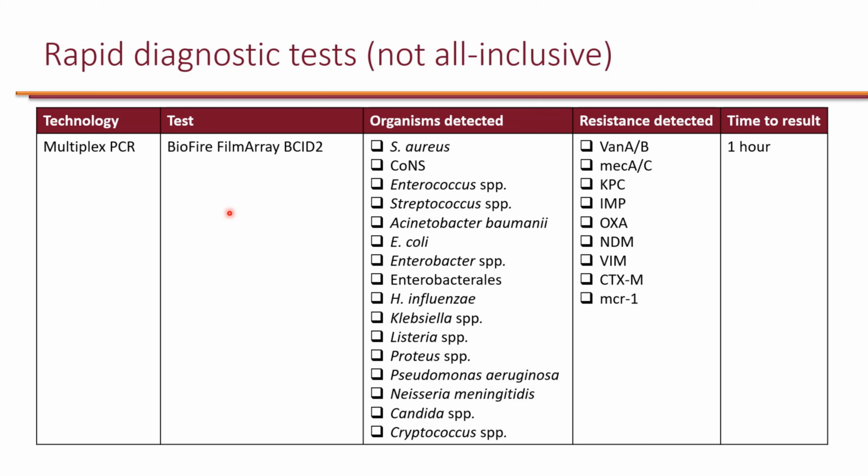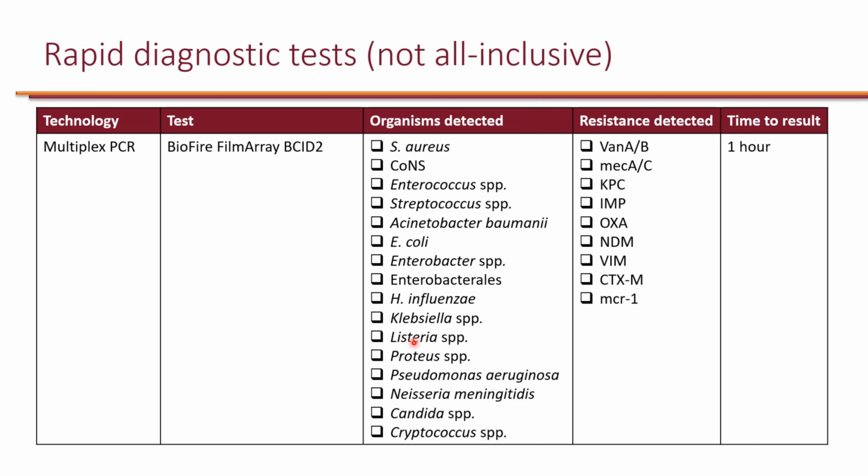Okay, that was phenotypic testing. Now, when it comes to genotypes and testing for genes, we have rapid diagnostic tests, sometimes called molecular tests. Some of the common ones are the PCR tests, so multiplex PCR. There are different tests out there. One example is the BioFire FilmArray BCID2. This test, which was developed in recent times, can detect any of these organisms listed here.